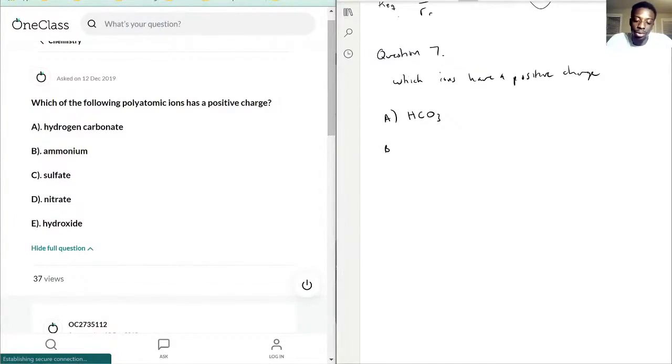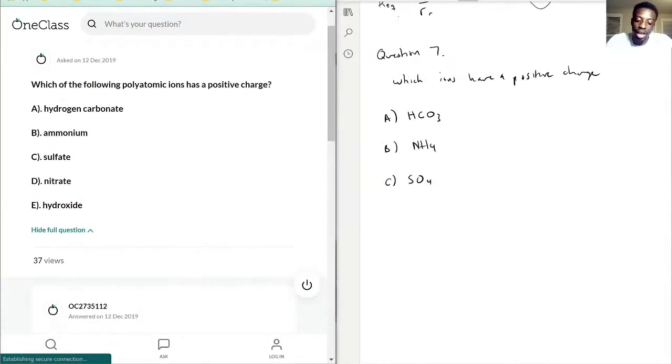B, ammonium, that is just NH4. C, sulfate, is just SO4. D, nitrate, is just NO3. And E, hydroxide, is OH.